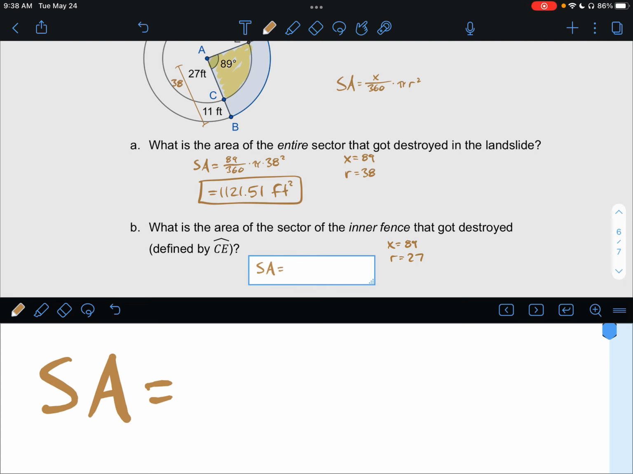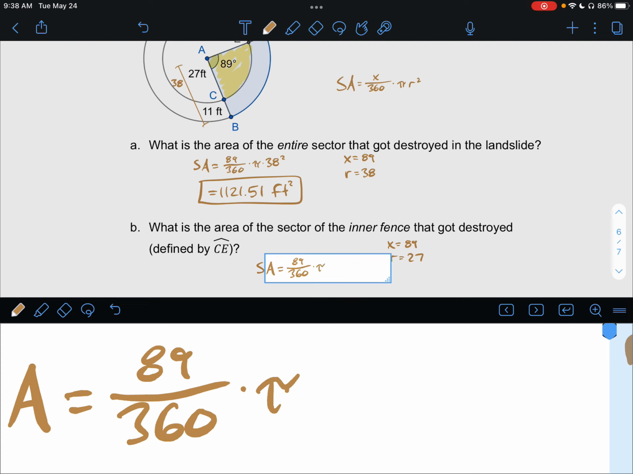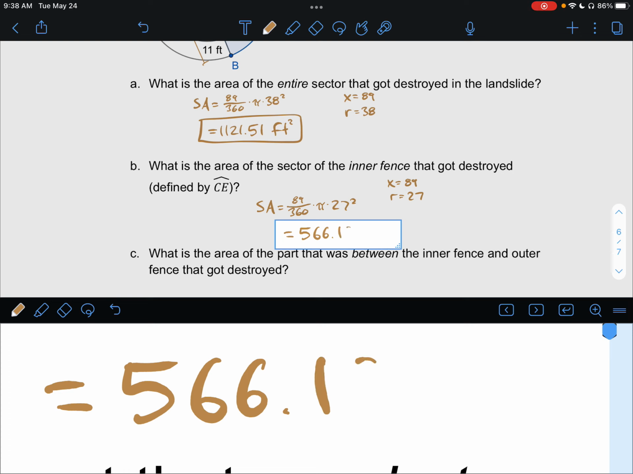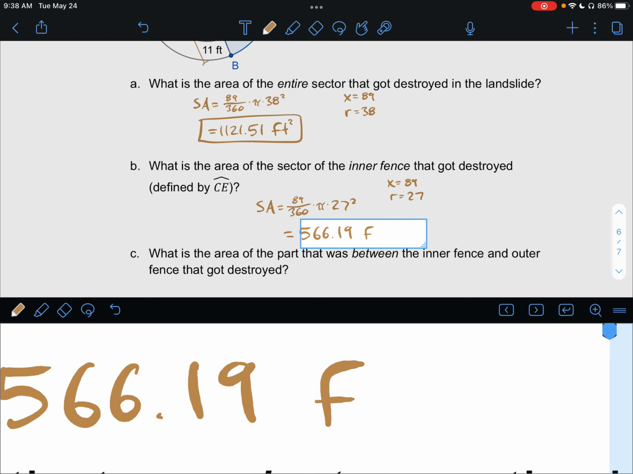Sector area is going to be 89 over 360 times pi times r squared, so 27 squared this time. And I'm plugging this in a calculator again. So 89 over 360 times pi times 27 squared equals 566.19 square feet.